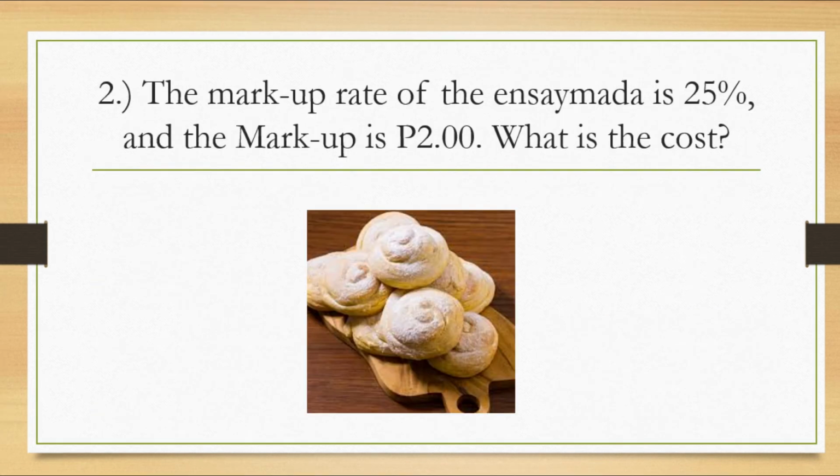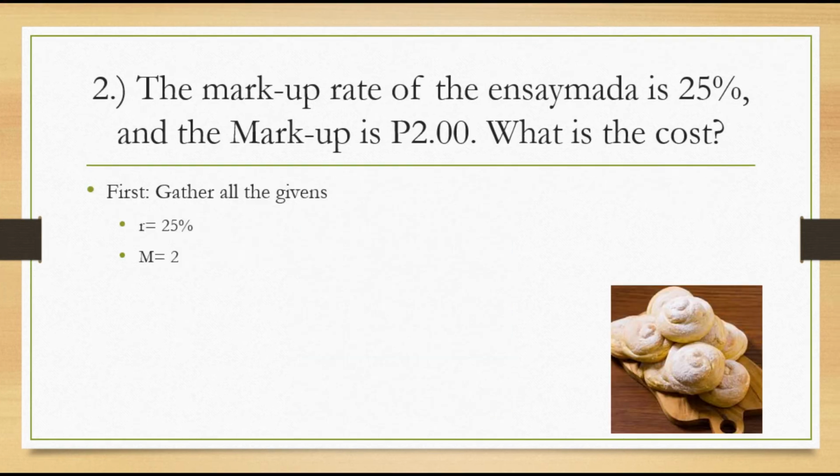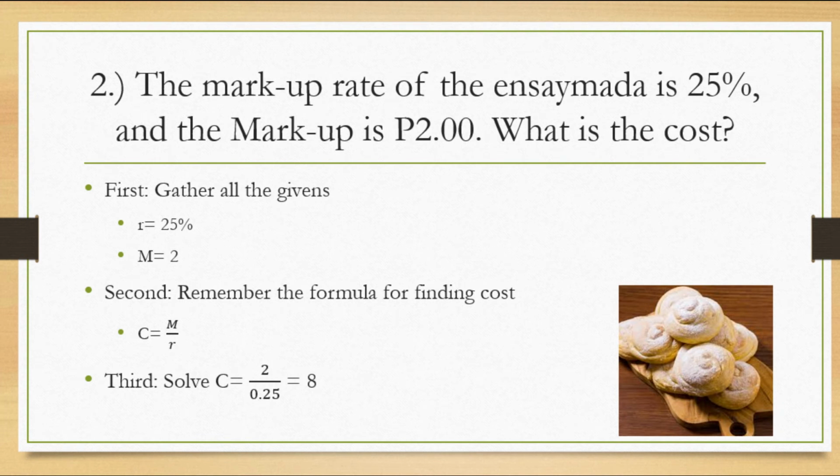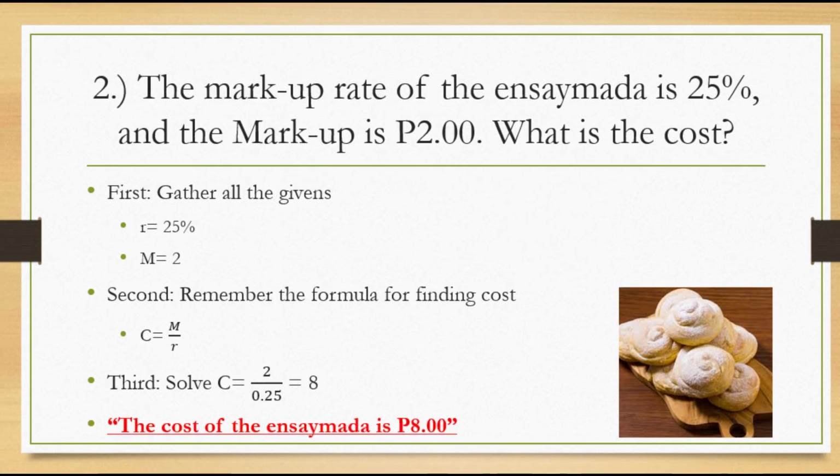Next example tayo. The markup rate of the ensaymada is 25% and the markup is 2 pesos. What is the cost? First, let's gather all the givens. So, the markup rate is 25% and the markup is 2. Hinahanap natin yung cost. So, let's just remember the formula for finding the cost. The cost is markup over markup rate. Let's solve it. So, C is equal to 2 over 0.25. So, 2 over 0.25 is equal to 8. Hence, the cost of the ensaymada is 8 pesos.